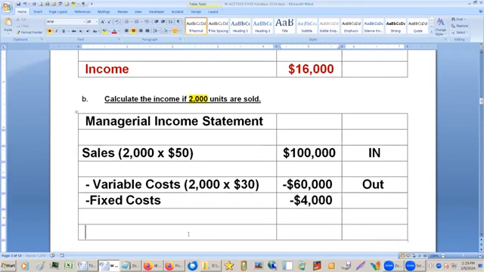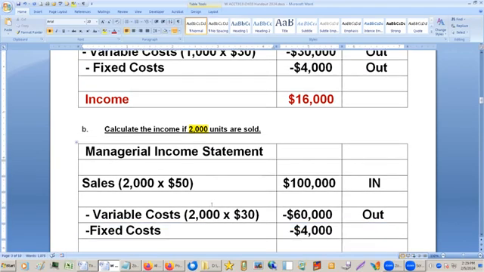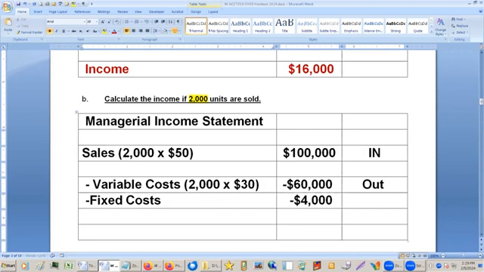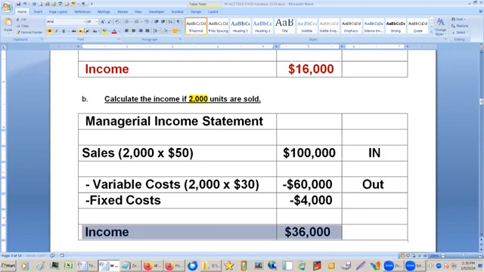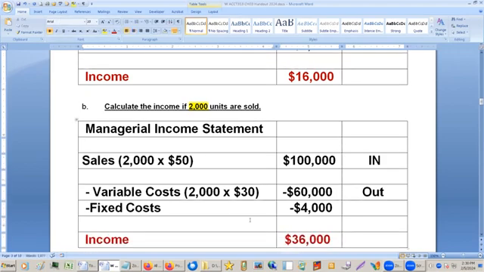All right. I think that's right. Yeah. What's the income? 64. 36. 36,000. You want to check that? You know what? I better check it. Yeah, 36,000. Okay, so this is the income.